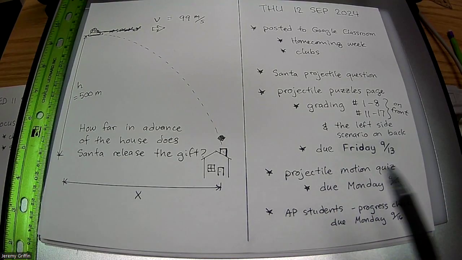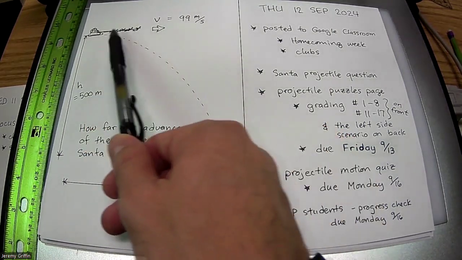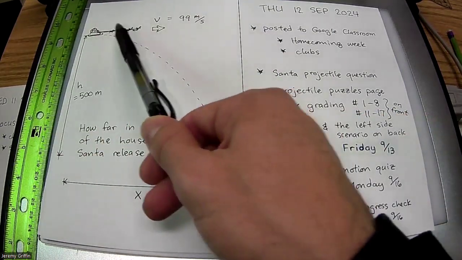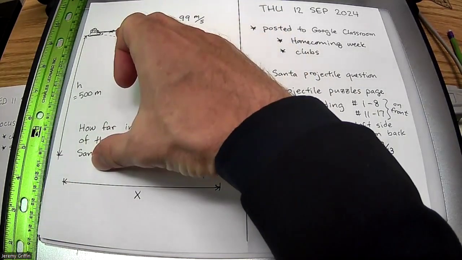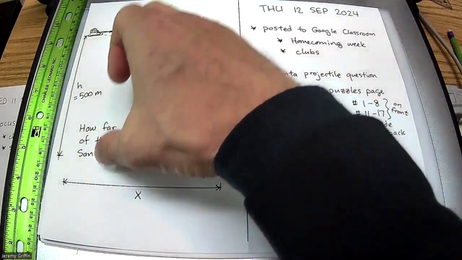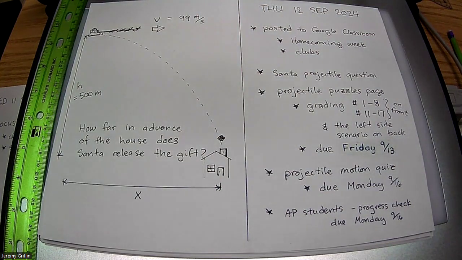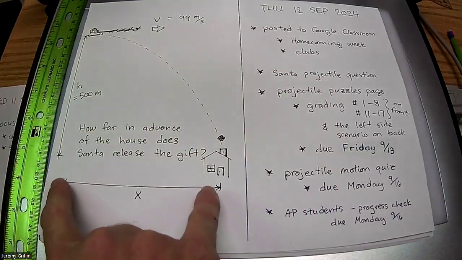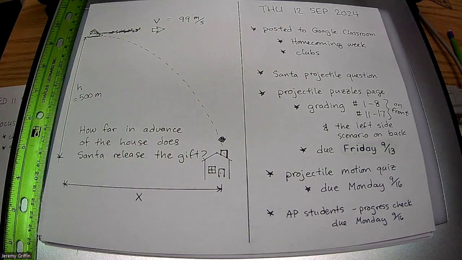All right, let's check out Santa delivering gifts. So here comes Santa with his reindeer, whizzing by at 99 meters per second. Just dropping gifts. He sees this house. It's way in front of him, and he knows how high he's flying. I've got 500 meters here, so he's going 99 meters per second horizontally. He's up at 500 meters altitude, and of course, he's probably at Earth gravity. So, how far in advance of this house does he have to drop this gift so that it falls straight down the chimney? I think that's how the system works. So go ahead and solve that.